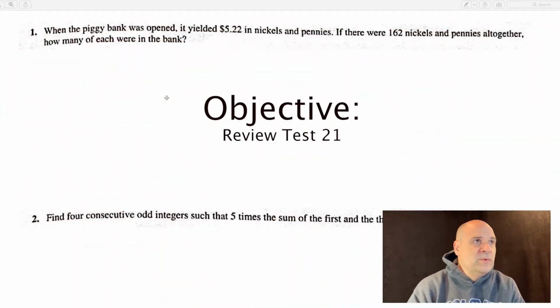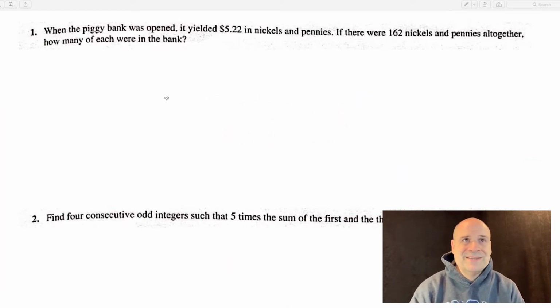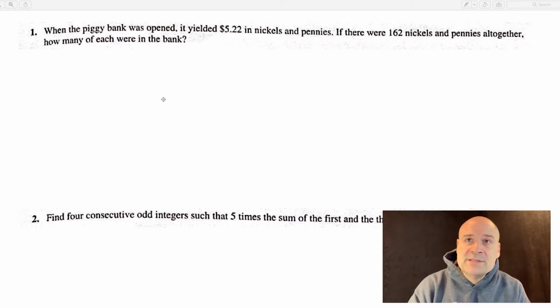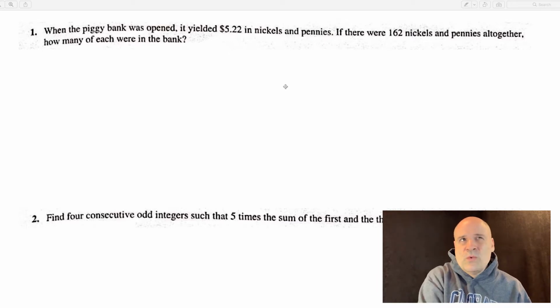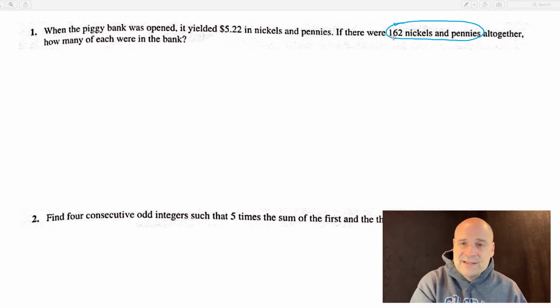All right, number 1. Let's do it. When the piggy bank was opened, it yielded $5.22 in nickels and pennies. If there were 162 nickels and pennies altogether, how many of each were in the bank? Okay, so this is a value and quantity problem. Let's figure out our quantity problem first. Let's see, 162 nickels and pennies.